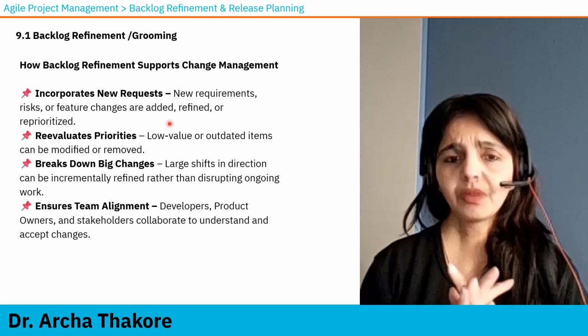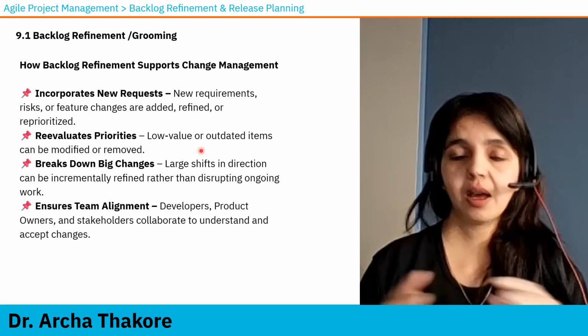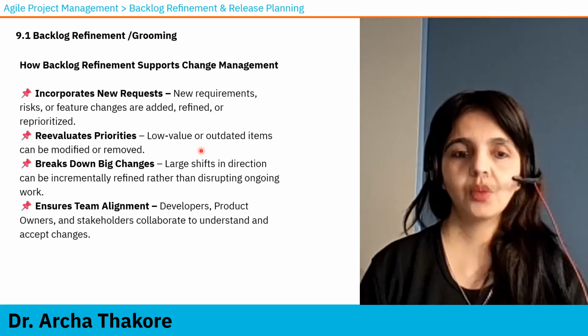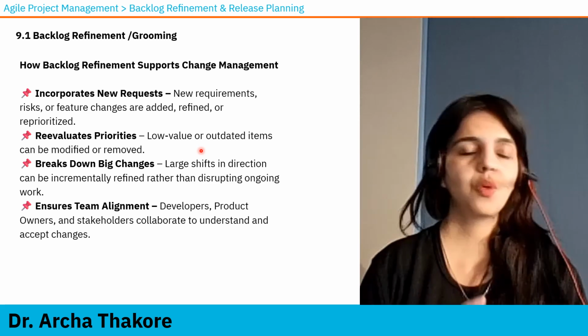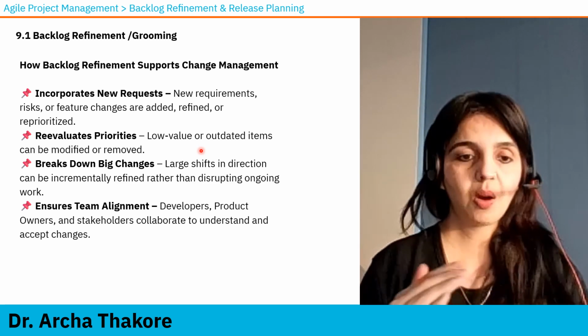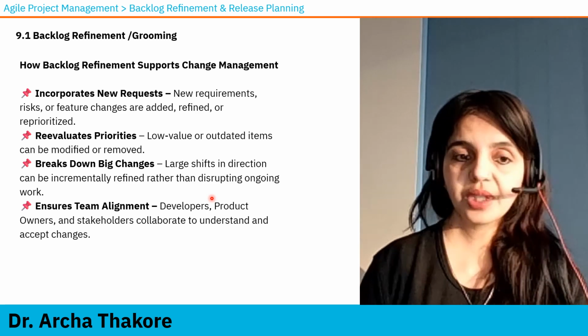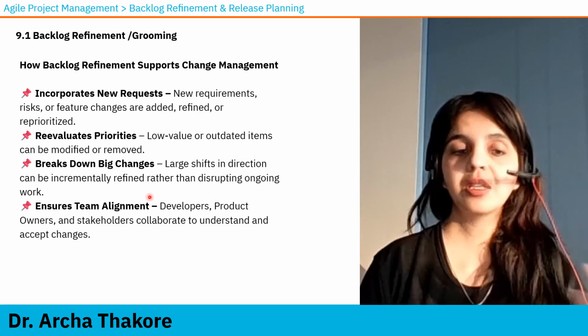That's what change management process looks like. Reevaluate priority. There are again prioritization techniques which they use to reevaluate what needs to go first, what has more value for the customer, what has less value, and accordingly they'll prioritize. Breaks down big changes. Large shifts in direction can be incrementally refined.